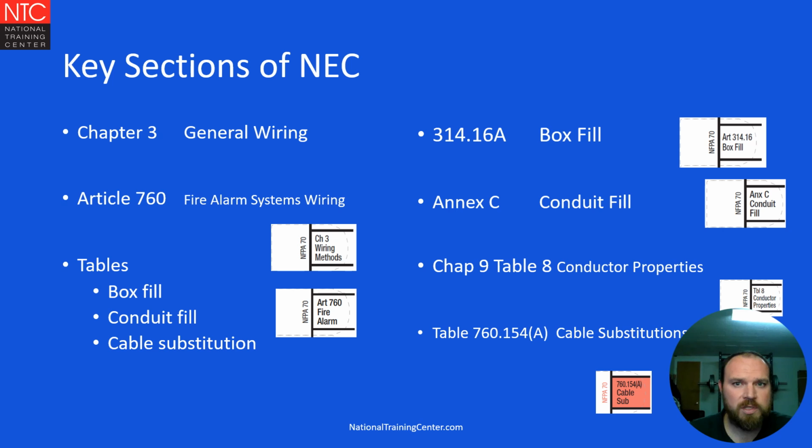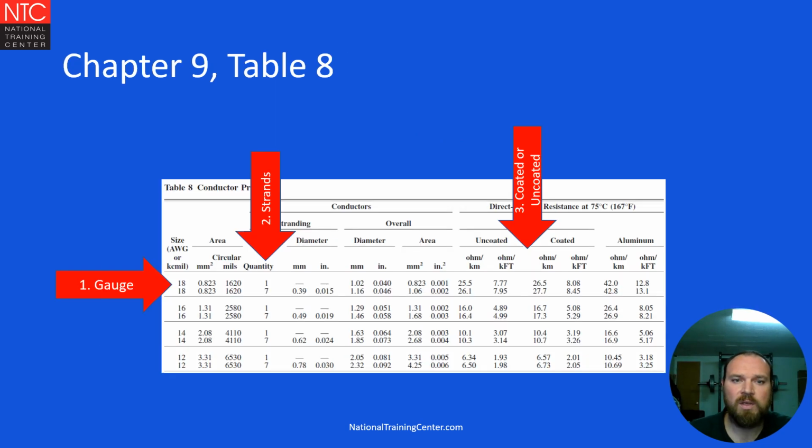You've got some tables to be aware of. The box fill table, 314.16(A), the use of Annex C to navigate your conduit fill tables, the conductor properties table to find resistances of cable, Chapter 9, Table 8. And then lastly, a table specific to fire alarm, Table 760.154(A), the cable substitutions table. Let's talk about these other tables.